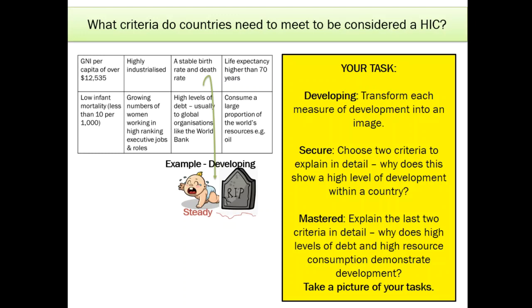A picture of a baby, a picture of a tombstone, which would represent death rate, and then I've got a steady line graph that isn't increasing rapidly or decreasing rapidly. It's just steadily staying at the same level. And I want you to do that for each piece of information.